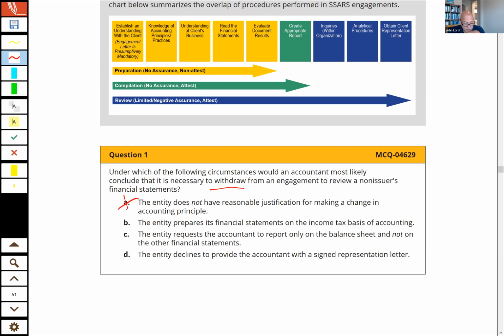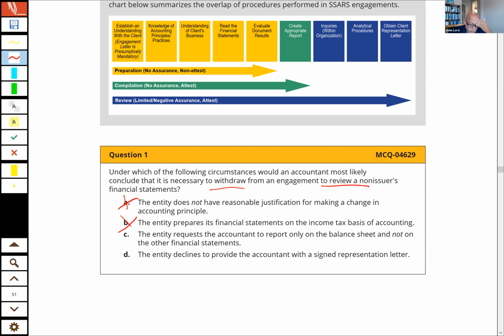B, the entity prepares the financial statements on the income tax basis of accounting. So you simply do what? You simply issue the review report, but you're going to have what? An emphasis of matter paragraph that's going to say they're using a different structure here, and you call out what it is and you say that it's not GAAP, right? You don't have to withdraw. You can review financial statements. Is that what we're doing here? Review. Okay. Engagement, you have to review. It's okay. You can review those statements. You just have to say they're not using GAAP in your report.